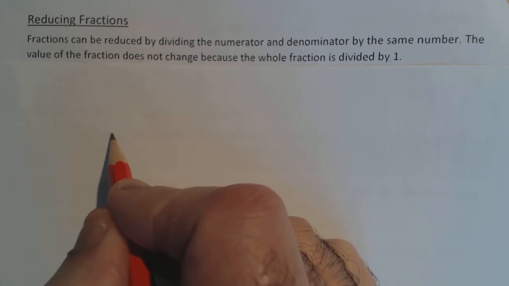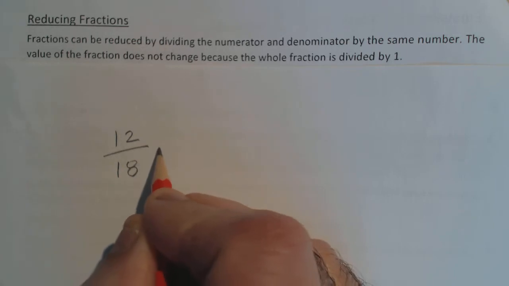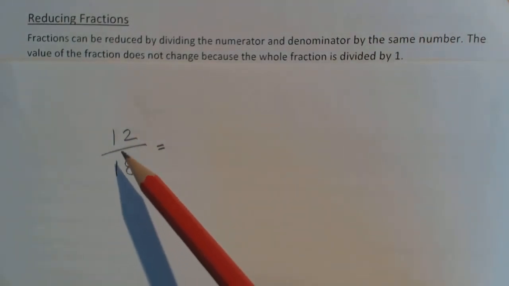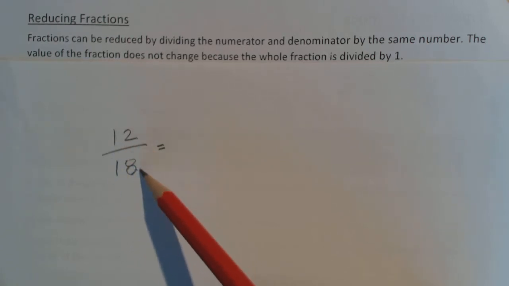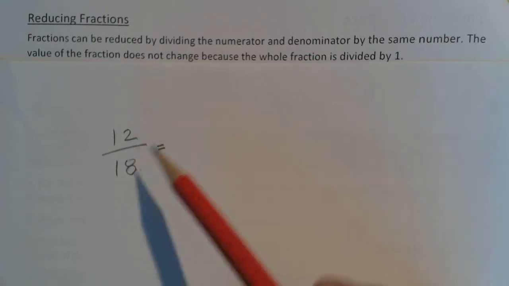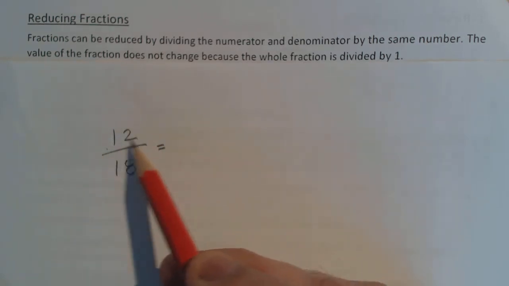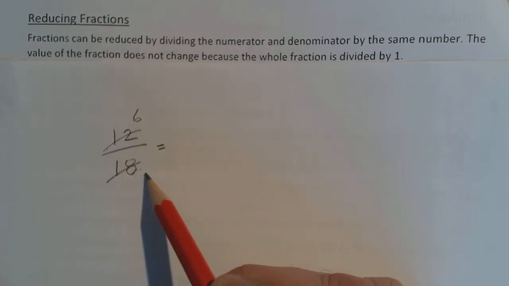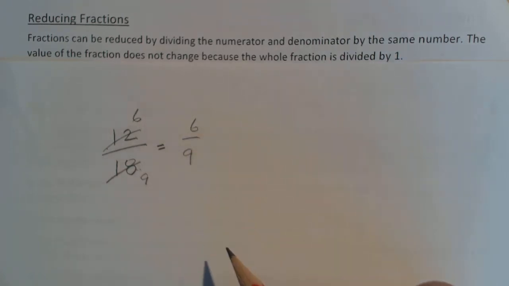If we, for example, have 12 over 18, I can reduce or simplify this fraction by finding a common number that divides into the top and the bottom. Now you can see there are actually many numbers that will divide into the top and bottom. 2 will divide into 12 6 times. 2 will divide into 18 9 times. And so we get 6 over 9.